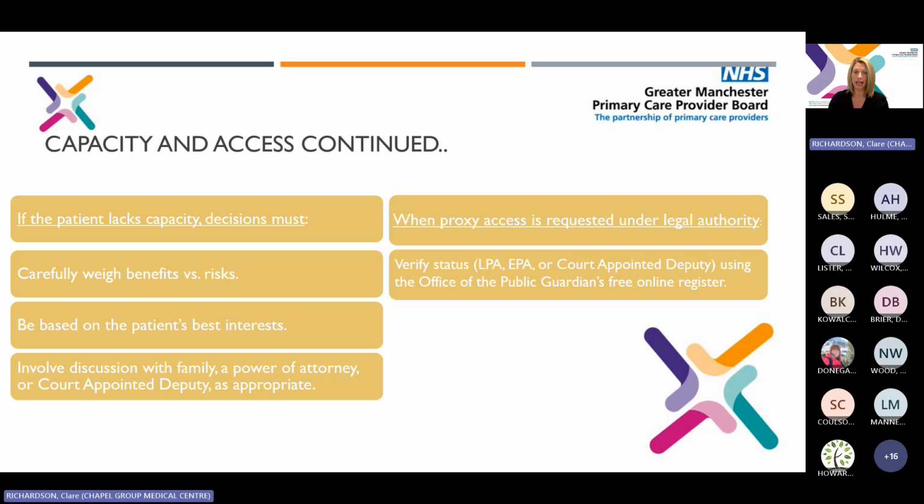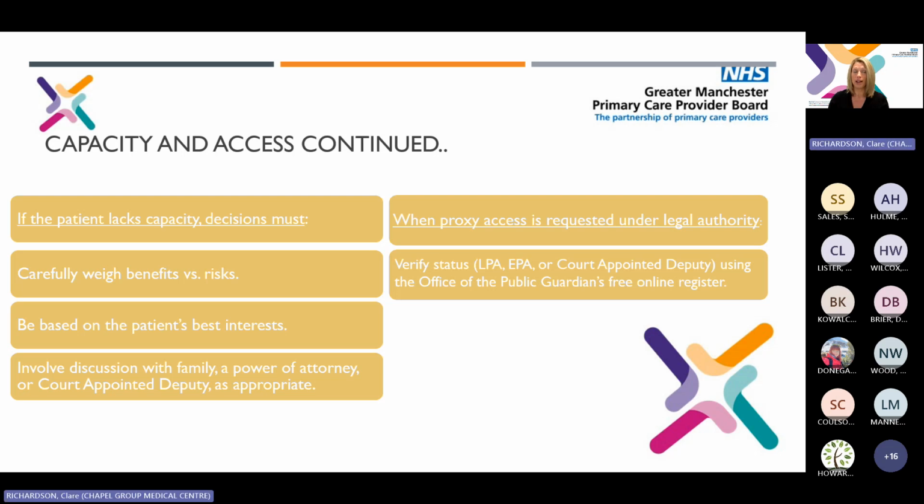The LPA that you get, or any of the other documents that I've mentioned, need to be scanned and saved into the records, and it needs to be appropriately recorded in the notes, in the EMIS records, with all the names of the appointed persons, and coded that they have a proxy access or LPA in place, so you can easily find it.